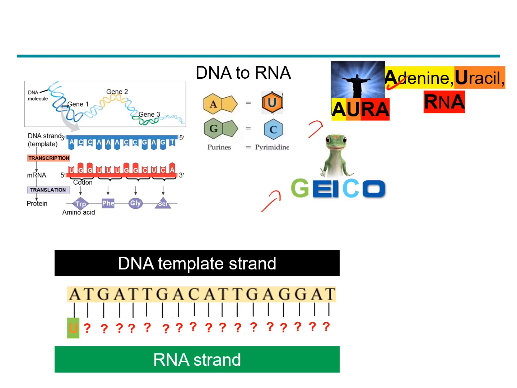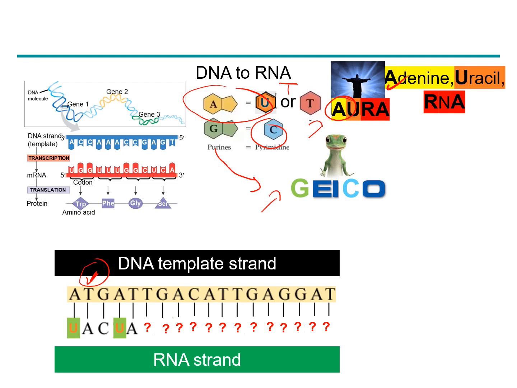Okay, so now you know that A and U go together. So you show here, A and U go together. Now the T, now we don't have T, but the T was replaced by the U, so this will be an A. And G is going to still be the same. So G and C go together. And you can continue like this in all of the examples.